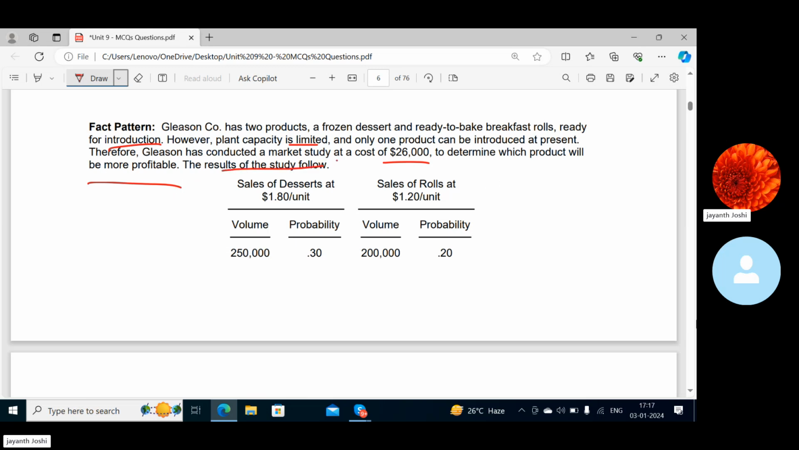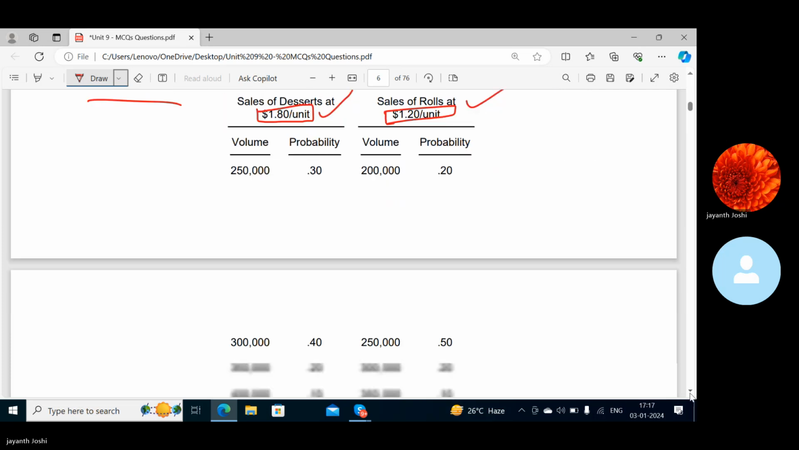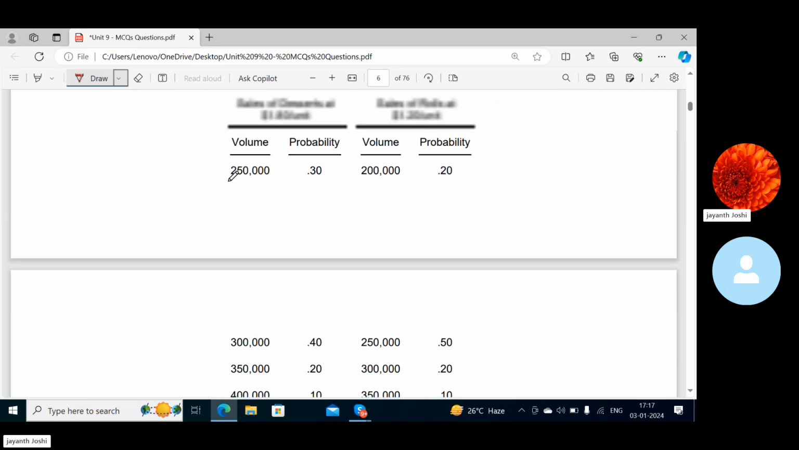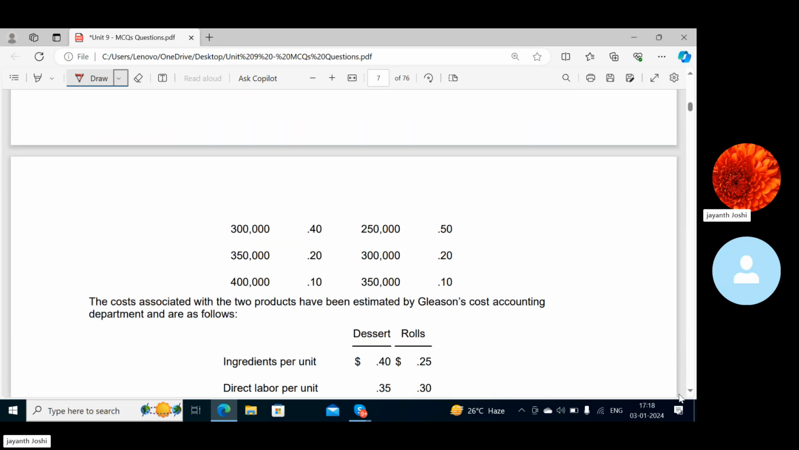Results of the study show sales of desserts at $1.80 per unit. One is they are making dessert, one is they are making rolls. Desserts they'll be selling at this, rolls they'll be selling at this per unit. The volume they have given are different volumes. This is the cost they have spent, and they will see which product is more profitable.